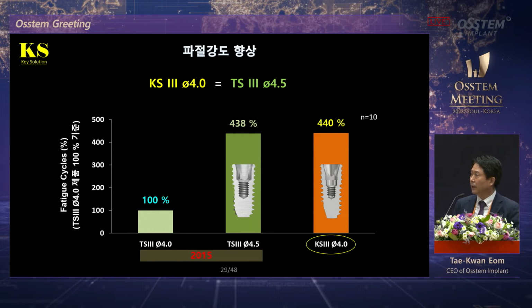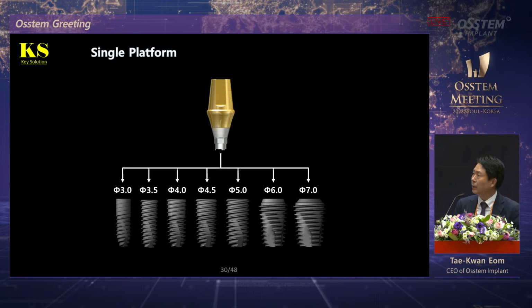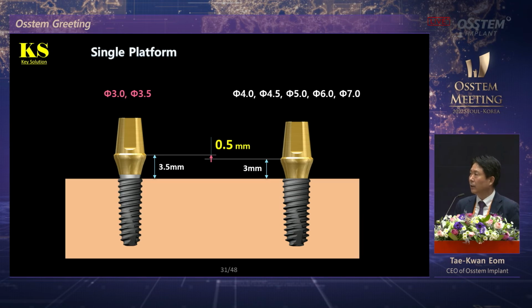And the fatigue test is done on the left. TS 4.0 is 100%. 4.5 is 4 times stronger, 438%, and KS3 is 440%, equivalent to 4.5 of TS. So in 2015, the products were tested. After that, KS 4.0 is much more improved. 3.0 to 7.0, one abutment can fit on all of them.